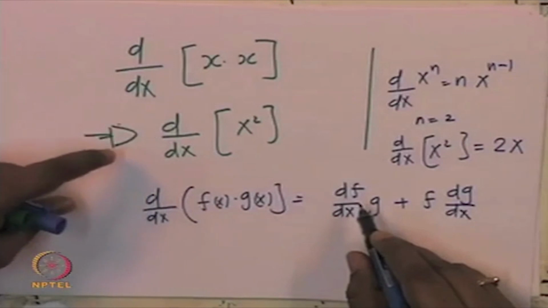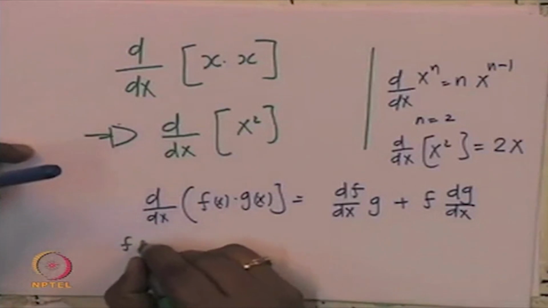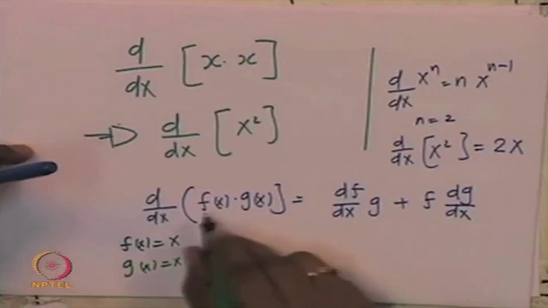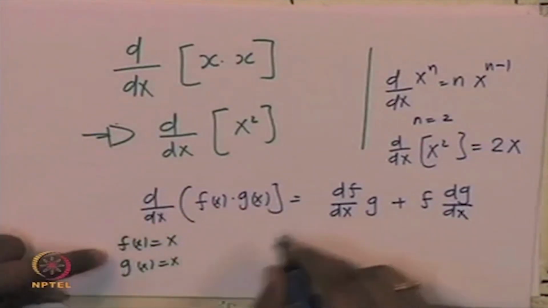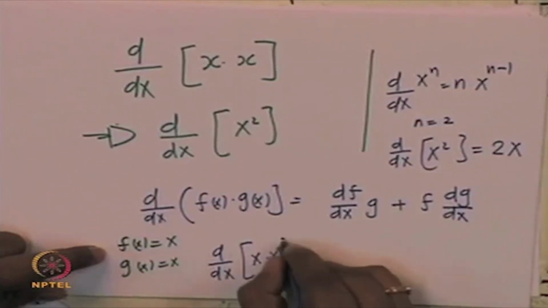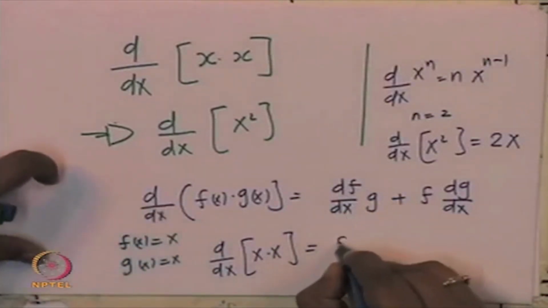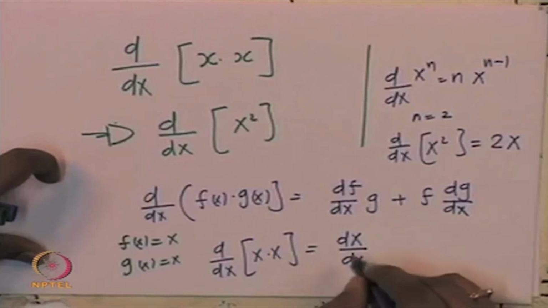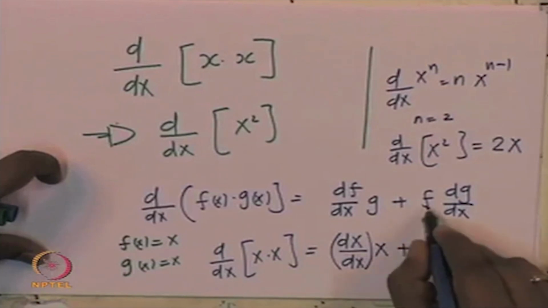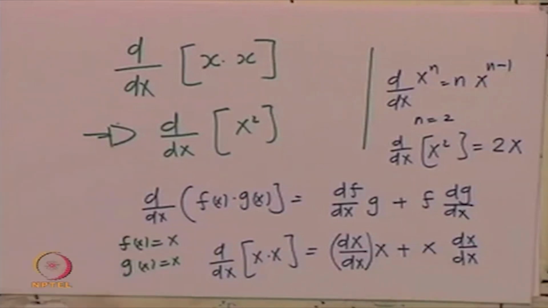In today's example, the first example we took is f of x is x and g of x is x. So, this is x into x. Now we are going to find d by dx of x into x. Df by dx, f is x, so dx by dx is the first term and g is also x, plus f is x, g is also x. This is what we get.